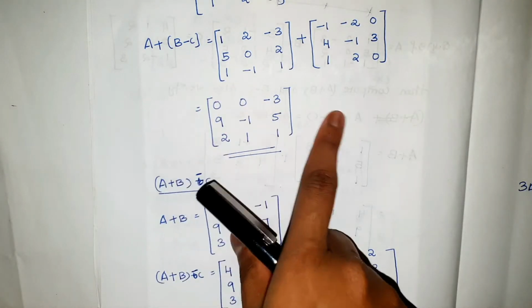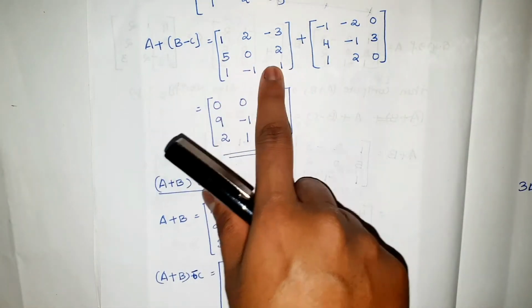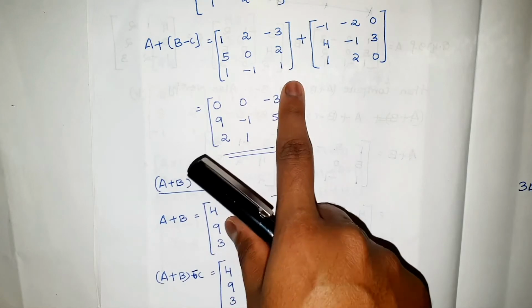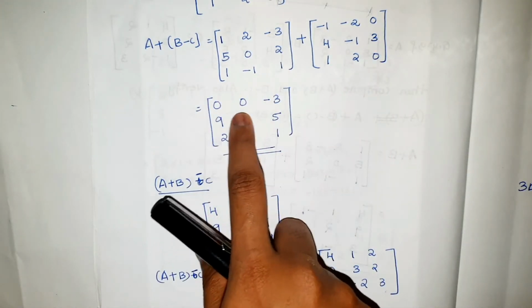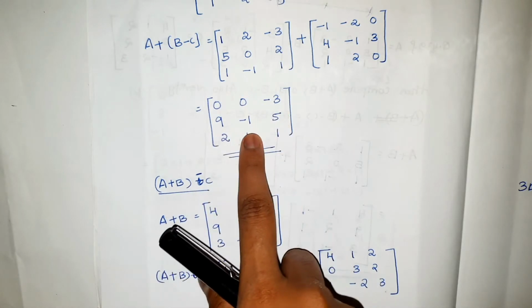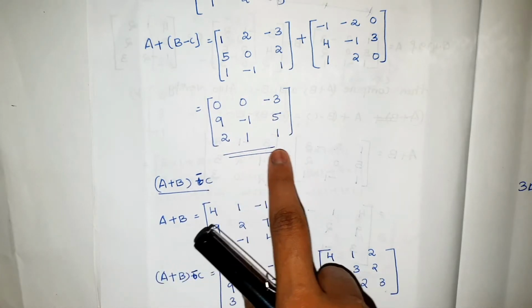So students, A is 1 2 minus 3 5 0 2 1 minus 1 1, and we have to add these two matrices. So our answer is 0 0 minus 3 9 minus 1 5 2 1 1.